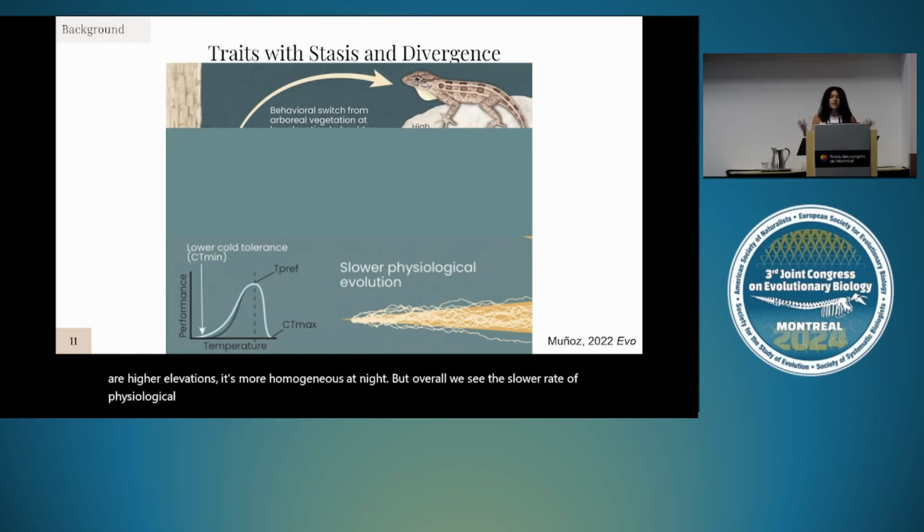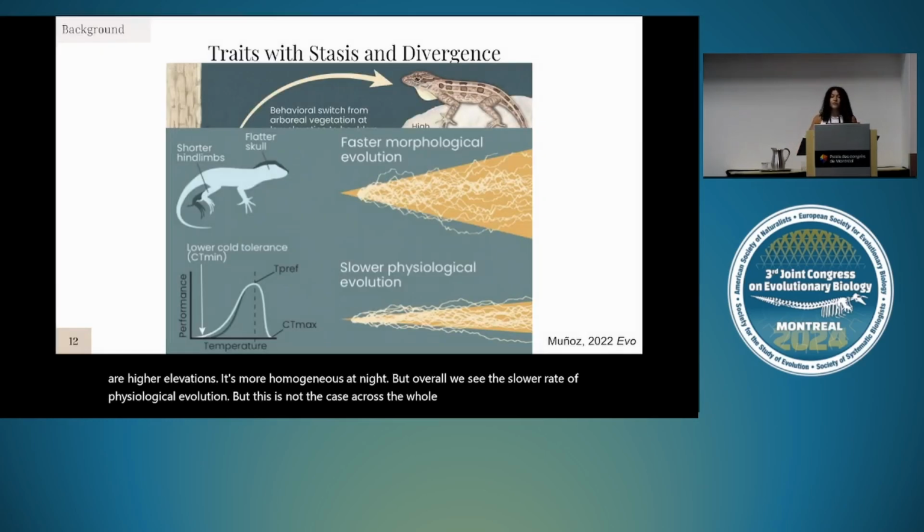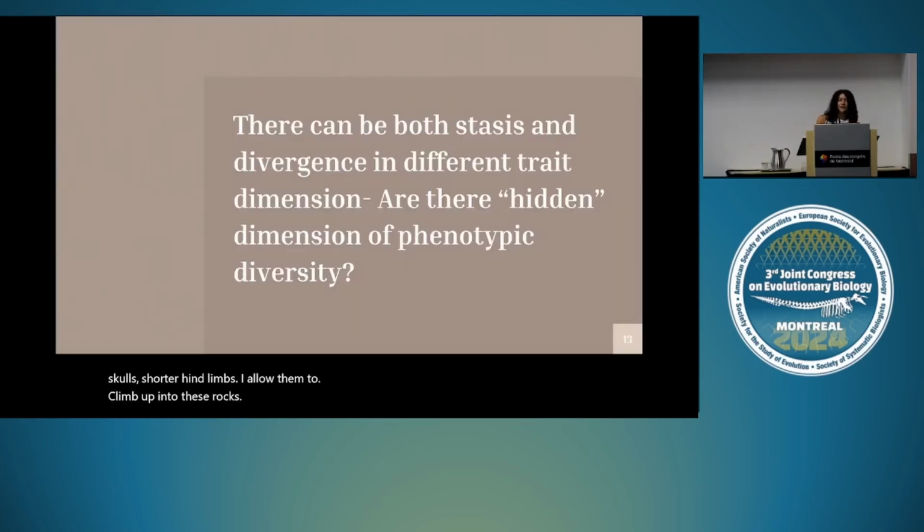But this is not the case across the whole phenotype. When we look at their morphology, we see this faster rate of morphological evolution. They have these flatter skulls, shorter hind limbs that allow them to climb up into these rocks. So essentially, we see that there can be both stasis and divergence in different trait dimensions. And this project really asks these bigger questions. Are there any quote-unquote hidden dimensions of phenotypic diversity?